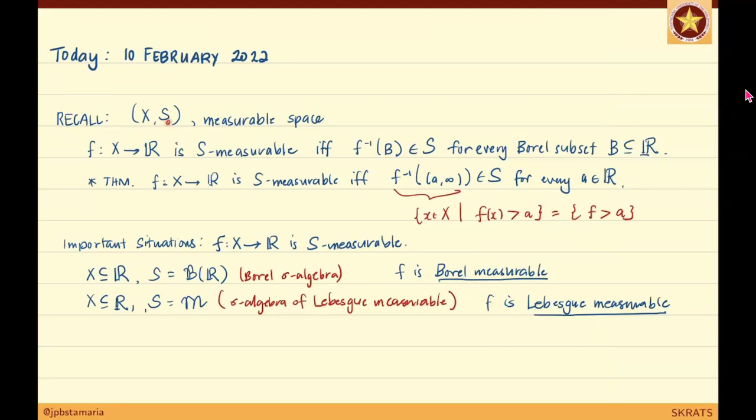Sabi natin, if the sigma algebra S is selected to be the power set of X, kapag power set, ibig sabihin, you are allowing or you are regarding every subset of X to be measurable. Kung ganon, maluwag yung space na ito. Ibig sabihin, almost lahat ng subset niya ay measurable. Mag-follow na lahat ng functions ay measurable. Did you understand? Lahat ng function from X will be measurable.